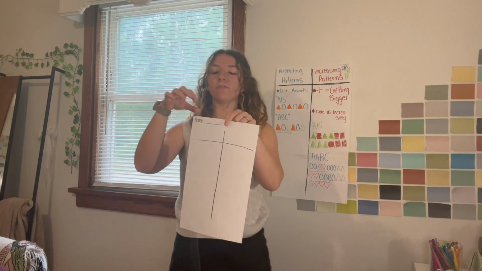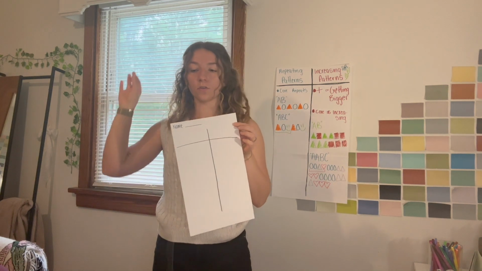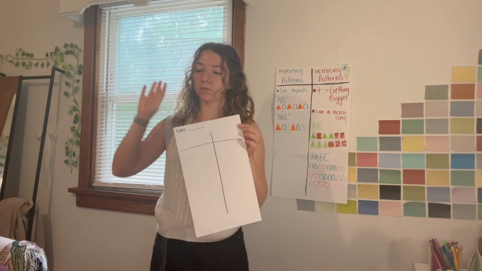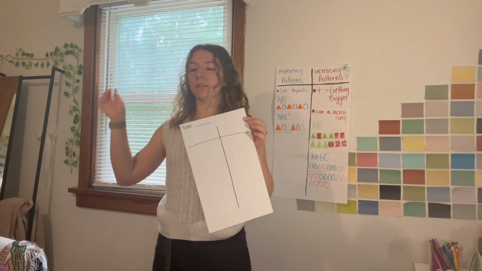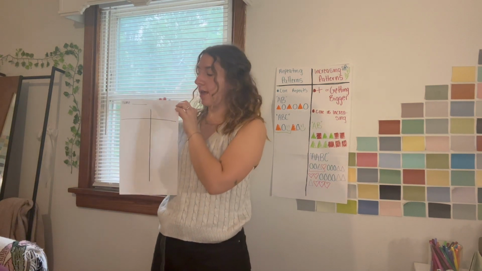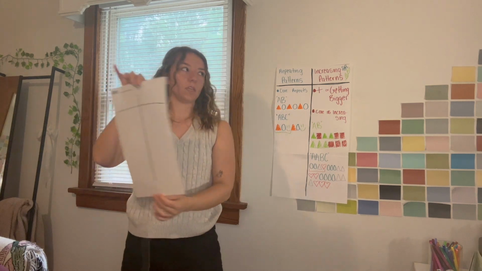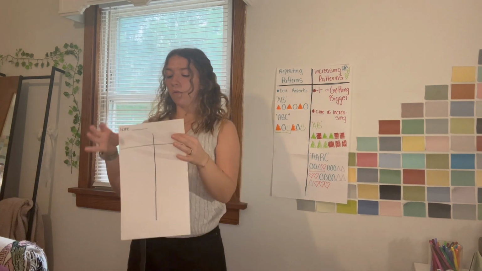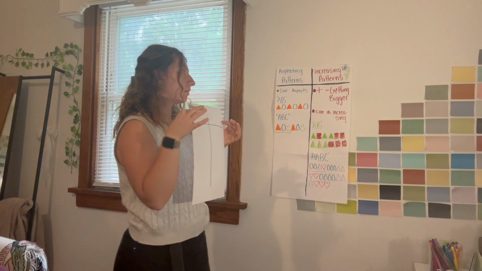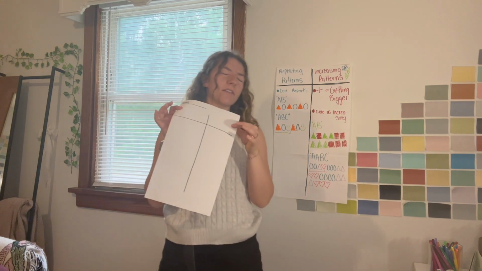All right, and first you're going to put your what? Yep, your name. The first thing that goes on your paper is your name, right? So put your name so that I know whose it is. But then you have a T-chart, just like my T-chart. And on the right side, you're going to put, what do you think? Yes, repeating patterns.